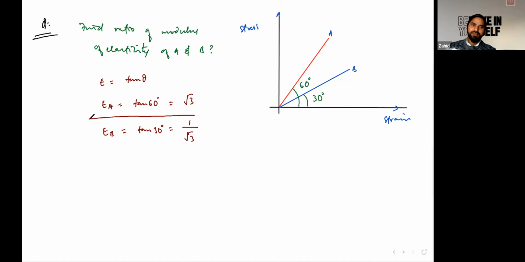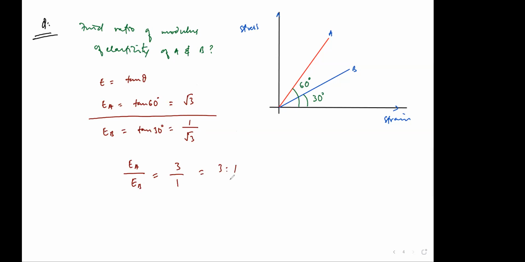Just divide these two terms. This root 3 will move to the numerator. So you will get EA divided by EB equals root 3 into root 3, which is 3 divided by 1. So the ratio will be 3:1. Karthik, you got this answer? Yes. Okay.